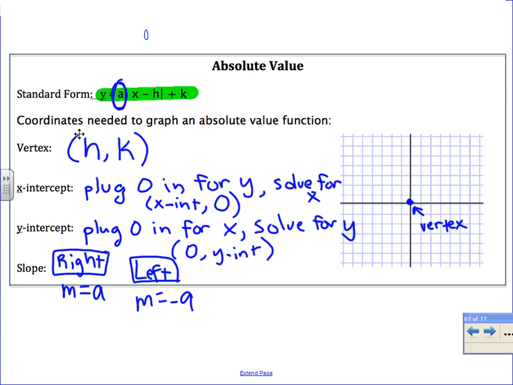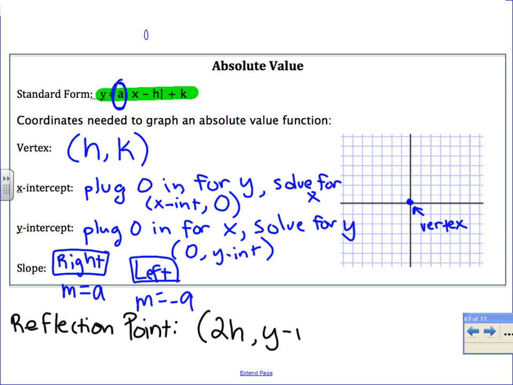One more that I want you to add if you have room is the reflection point. The reflection point is 2 times the h of the vertex, comma, the y-intercept. The reason that an absolute value function has a reflection point is because the graph is symmetrical. If we were to fold the graph over and cut it in half, it's going to be the exact same on both sides.